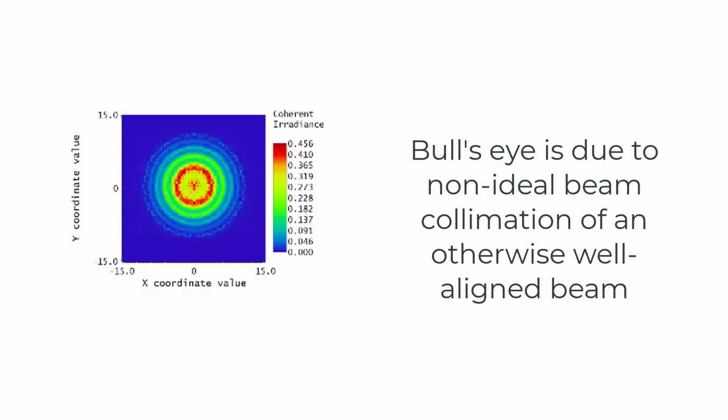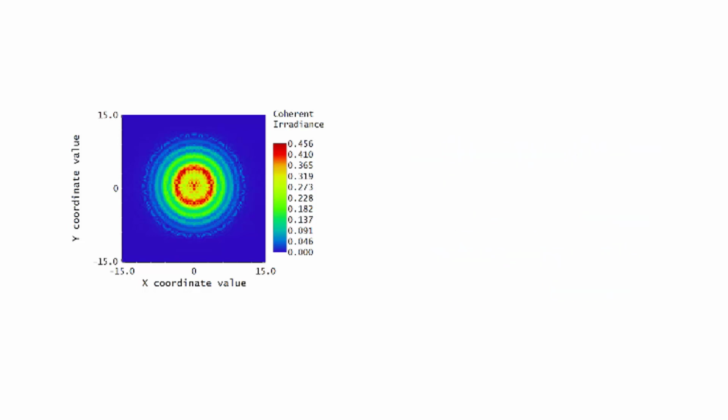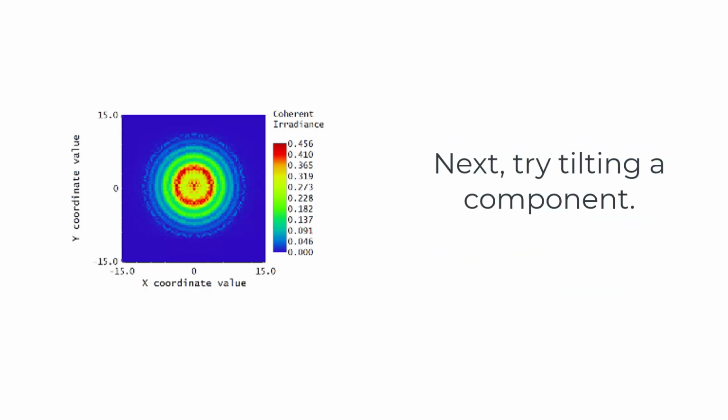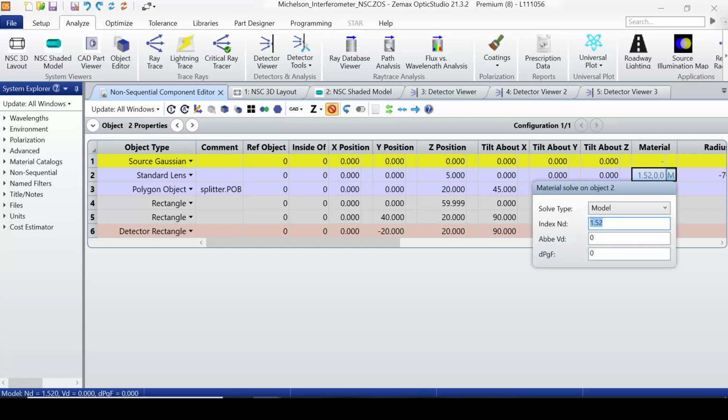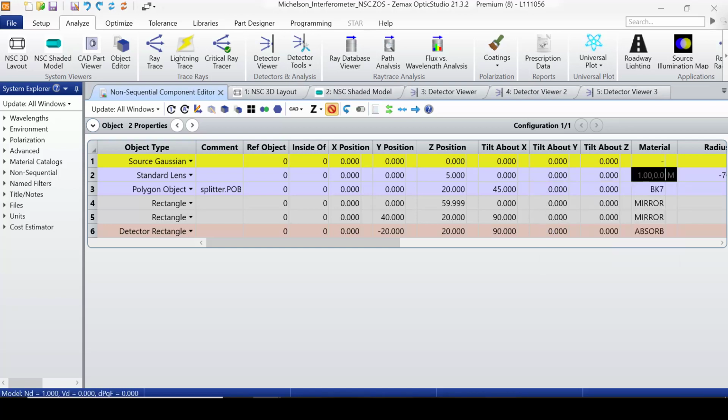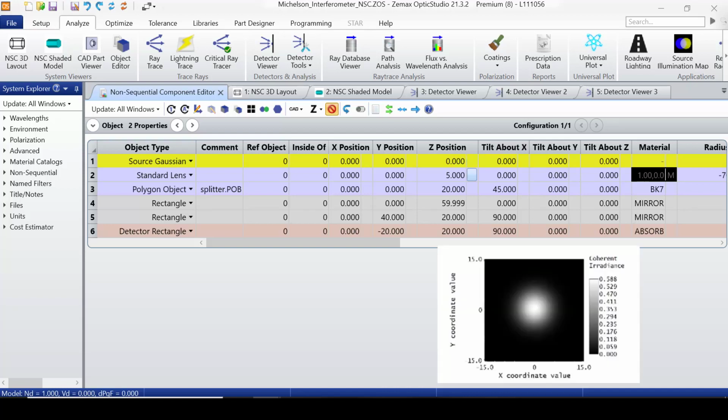Even though the beam strikes the mirrors perfectly normal and strikes the beam splitter at a 45 degree angle, try instead to keep the beam perfectly collimated but adjust those angles so that one of the mirrors is not being hit perfectly normal or the beam splitter is not being hit at a perfect 45 degree angle. Another soft experiment involves removing the lens, which we do by changing the refractive index from 1.52 to 1, and we go back to just having the Gaussian beam. No fringes.